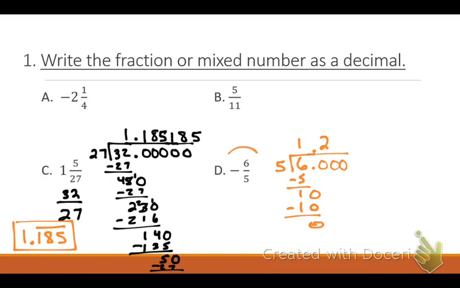1.2. Now go back to your original problem, and the original problem was a what kind of number? A negative, so what does my answer have to be? Negative 1.2, and then you can even box it right there on top. Okay, so that is how you find a fraction or a mixed number and turn it into a decimal.